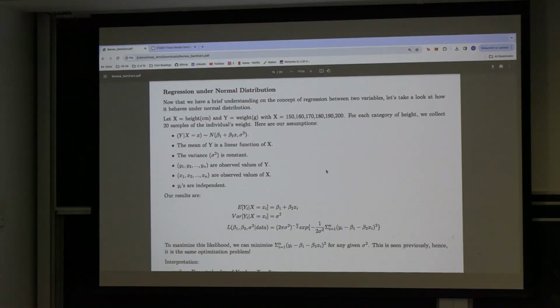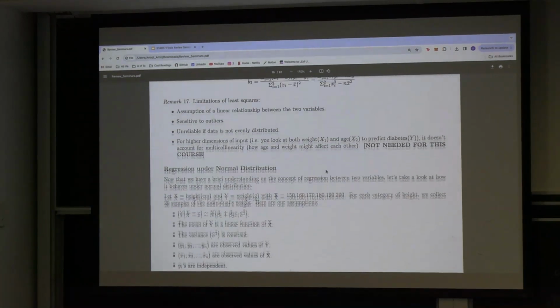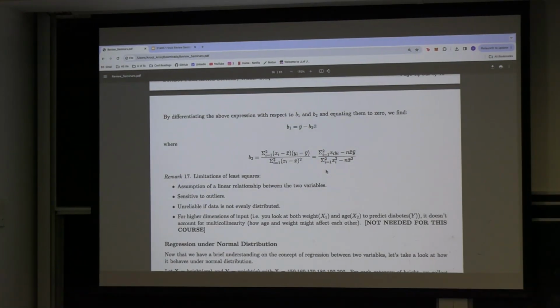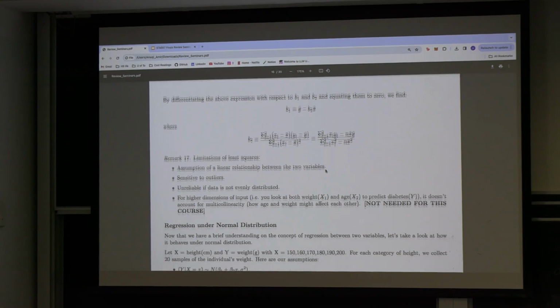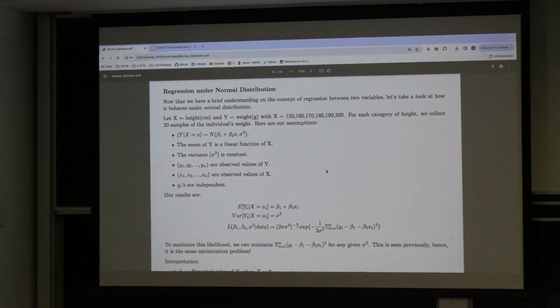So now we're moving on to regression under... Sorry, before that, does anyone have any questions about the basis of regression? No? Okay. So moving on to regression under normal distribution.